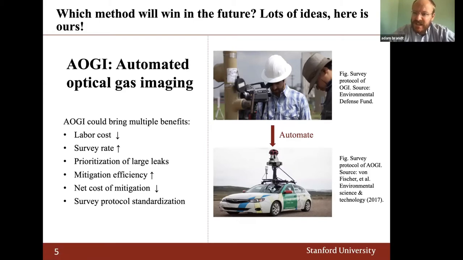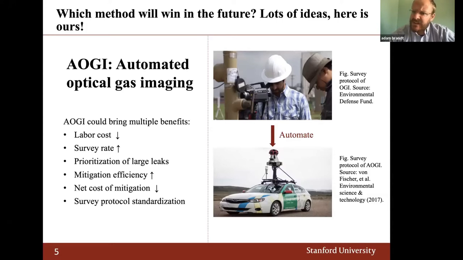I'm sorry, this is just not the way this should be done. If we want to solve the problem, it needs to be much easier, much faster, much more automatic than that. So what can we do? We think we can bring the labor costs way down, partly by putting the survey rate way up. We can hopefully prioritize large leaks, increasing mitigation efficiency, and decreasing the net cost of mitigation.